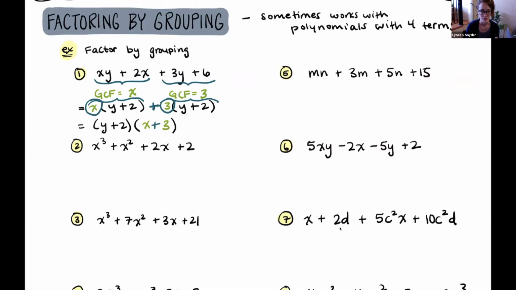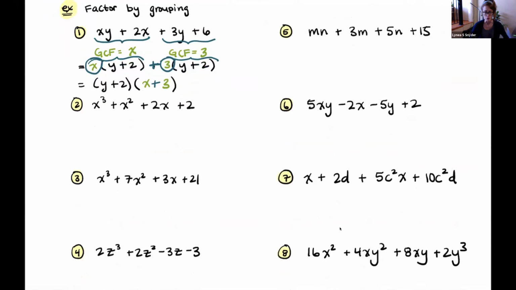All right, let's try example number 2. We've got x cubed plus x squared plus 2x plus 2. So 4 terms. To see if factoring by grouping will work, we're going to look at the GCF of each of the 2 groups. So here the GCF is x squared, and here the GCF is 2. Okay, so then you want to actually factor out those GCFs. So here, if I take out an x squared, I'll be left with x plus 1. And here, if I take out a 2, I'll also be left with x plus 1. Right, so again, here's that same stuff, just factored.